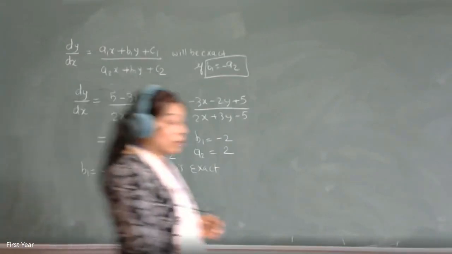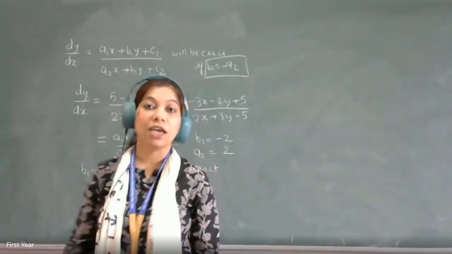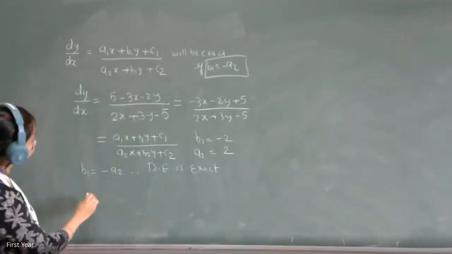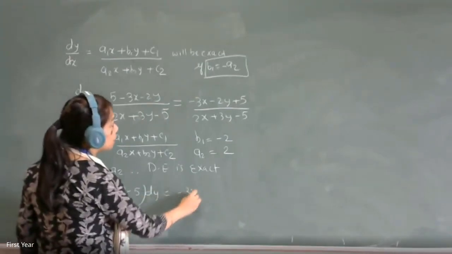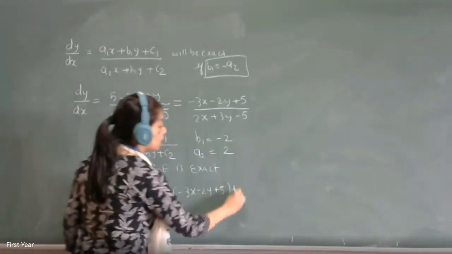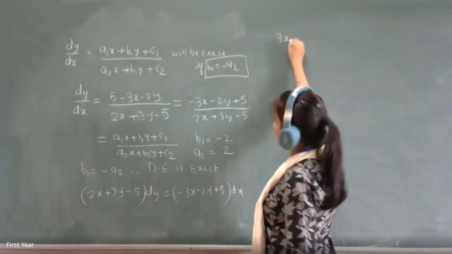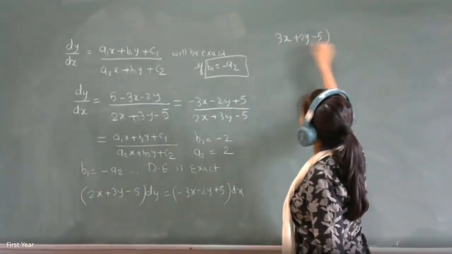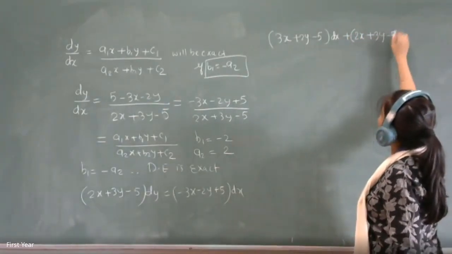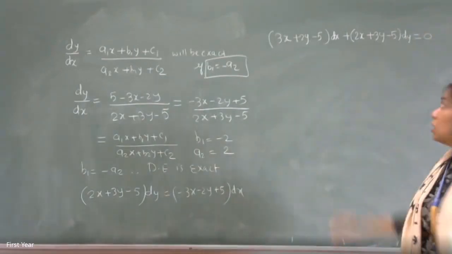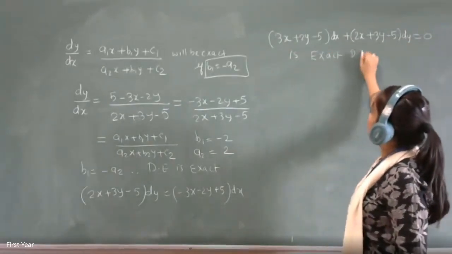Fine. So then how will you solve it? Once you know that the differential equation is exact, you have to cross multiply and rewrite it in the form M dx plus N dy equal to 0. So cross multiply: 2x plus 3y minus 5 dy is equal to minus 3x minus 2y plus 5 dx. Now take dx on the left hand side so that the negative terms will become positive and it will become simple to solve. So it is 3x plus 2y minus 5 dx plus 2x plus 3y minus 5 dy equal to 0, which is an exact differential equation. If you want, you can cross check.